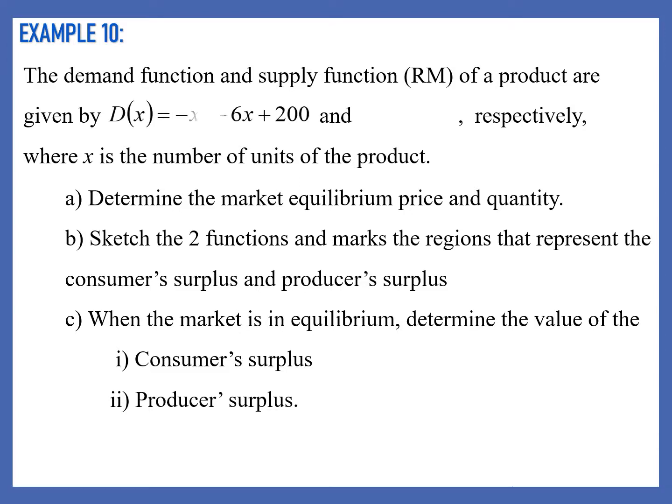Example number 10. Alright, so we have a demand function and then a supply function. Okay, so we have here 4 questions. The first one is we want to find the market equilibrium point, but not in terms of a point. So we must determine which one is price and which one is quantity.